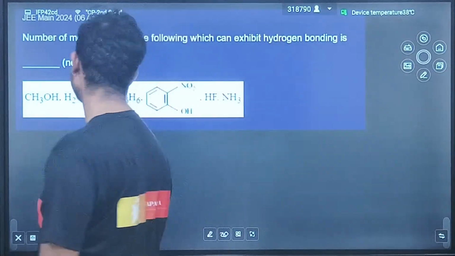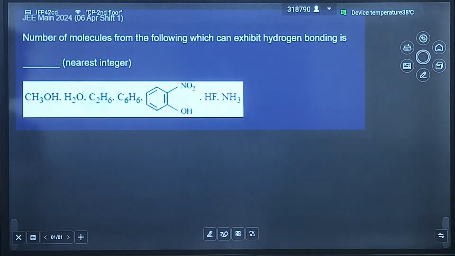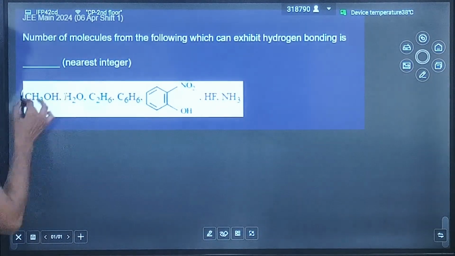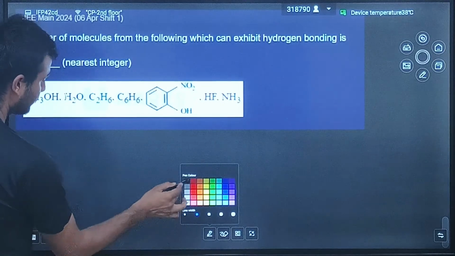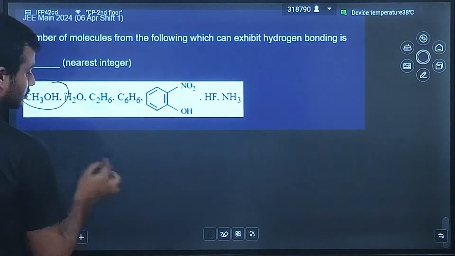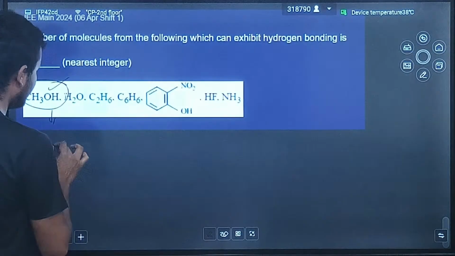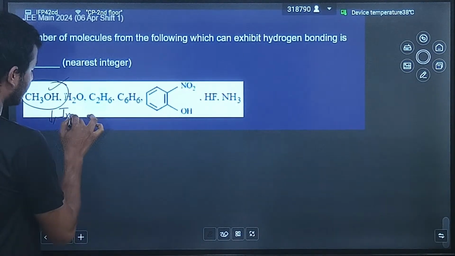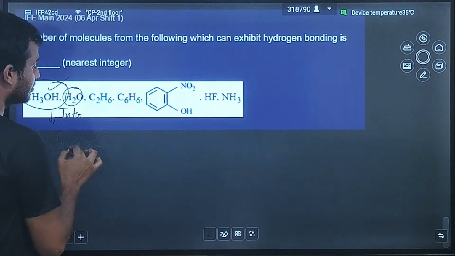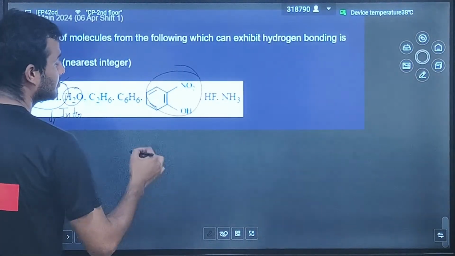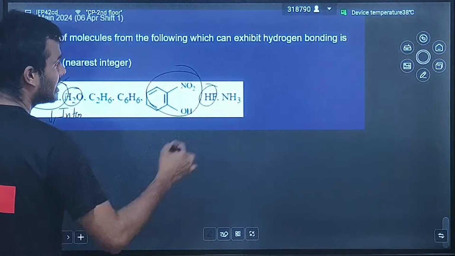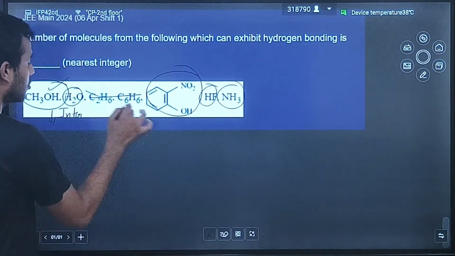Okay, look here guys. Alcohol molecule. I will change the color of the pen. Alcohol molecule, yes, obviously it will exhibit that. It exhibits inter or intra, between two molecules. Again, water exhibits it. Then this molecule exhibits it. Obviously, HF exhibits it. Then NH3, ammonia. But these two molecules do not exhibit it.